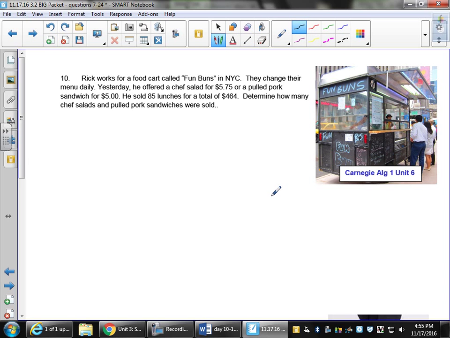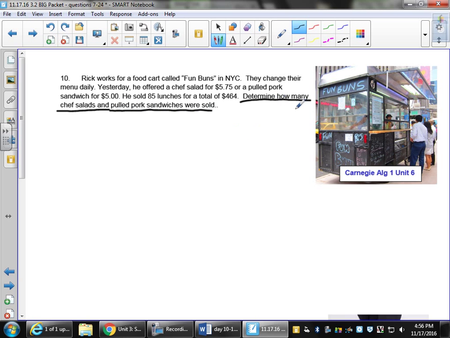Rick works for a food cart called Fun Buns in New York City. See, I'm not making it up. Here's the cart, Fun Buns. They change their menu daily. Yesterday, he offered a chef salad for $5.75 or a pulled pork sandwich for $5. He sold 85 lunches for a total of $464. Determine how many chef salads and pulled pork sandwiches were sold.